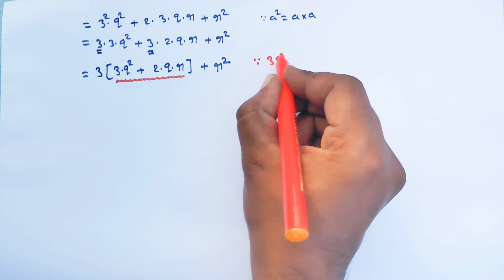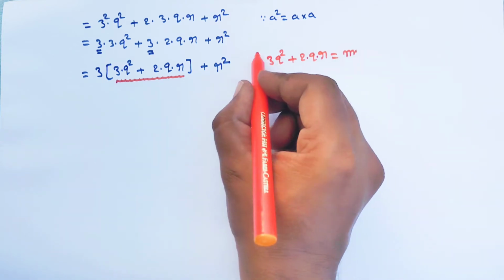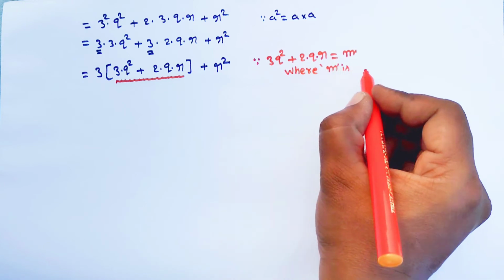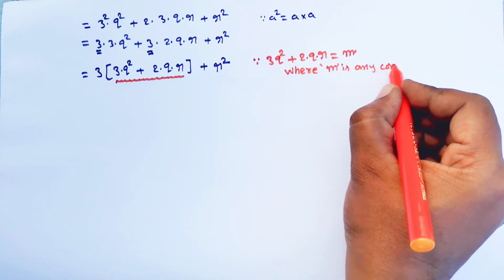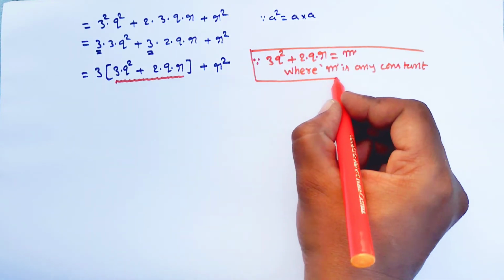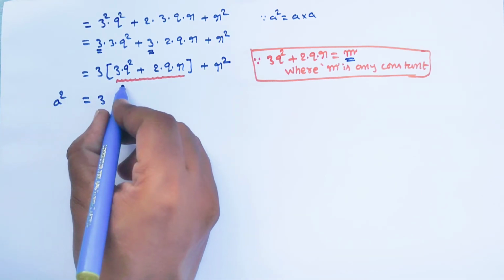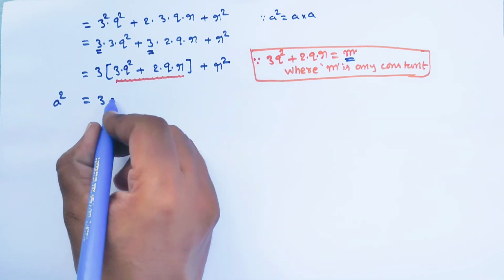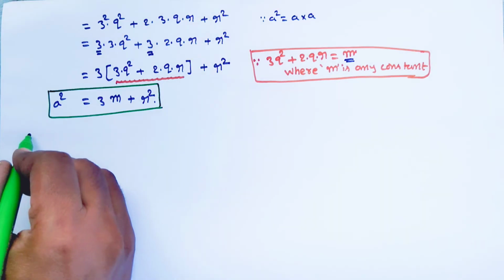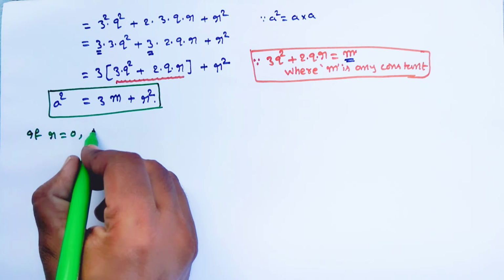Observe here, q is some positive integer, and qr is also a positive integer, multiplied with 3 and 2 respectively. Here we choose the constant value as m, where m is any constant. So clearly 3q square plus 2qr makes m. So a square equals 3 into (3q square plus 2qr), which is some constant m, plus r square. Now if r equals 0, substitute in the above equation.